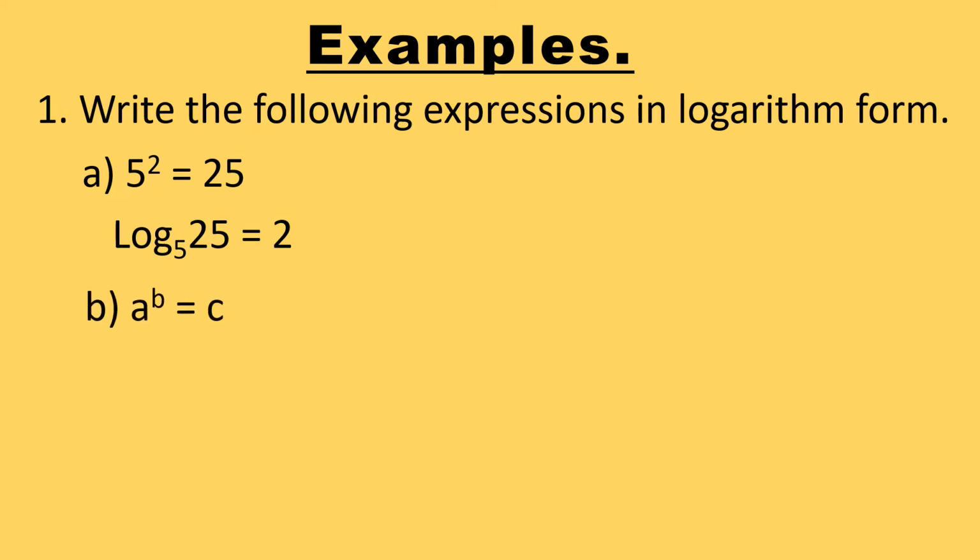Our second question, a power b equals to c. This can be written as logarithm of c to base a equals to b. So we can see here that a remains to be our base in the logarithm form. C is the number that we are looking for the logarithm, and the power, which is b, is our answer.